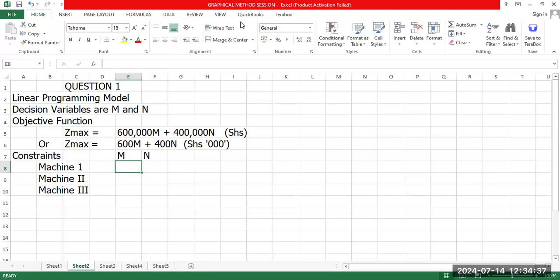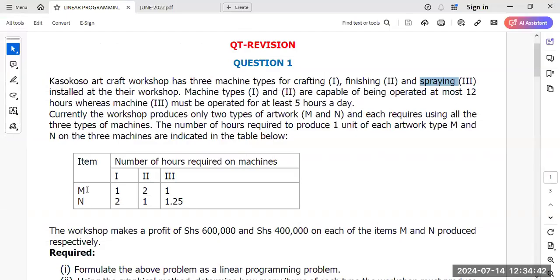M is required to use how many hours? Basing on our question, this is M for machine 1. It's supposed to use 1, and for machine 2, you need to use 2 hours to produce item M. Then you need to use 1 hour for machine 3. So we can indicate this. If we are dealing with M, I write 1, 2, and 1.